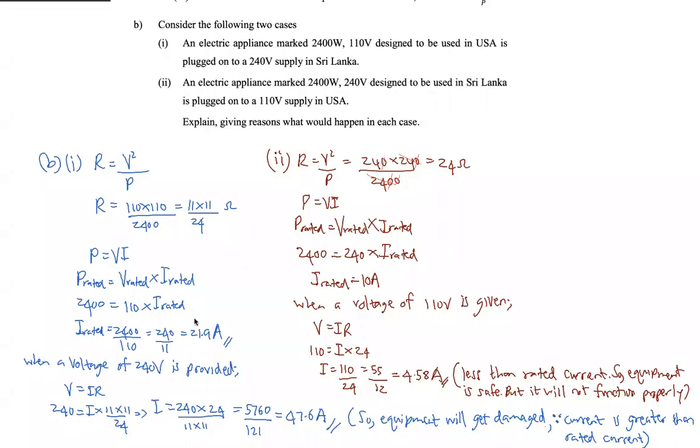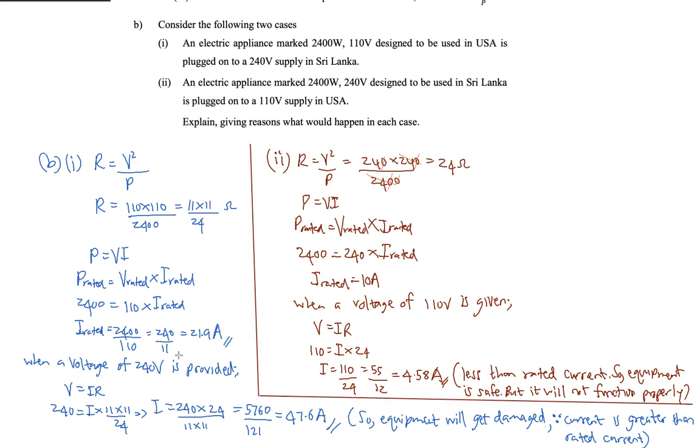Now this is what's going to happen. In the first one, I found the rated current, the maximum allowable current through the equipment, in both. What did I do first? I found the resistance of each equipment based on the given power and voltage. Then based on the voltage supplied to that equipment, we found the new current. For the first equipment, the new current was 47.6, but the rated current is just 21.9. So we are sending a current much larger than its rated current.